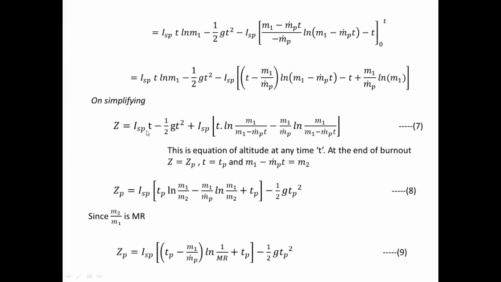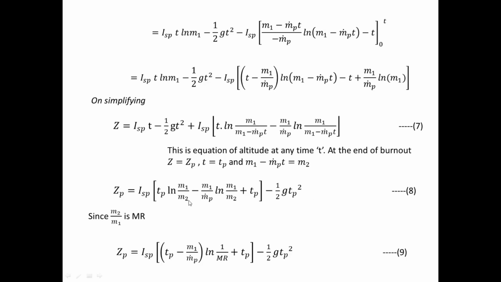So just combine the similar terms, you are going to get this value. So just substitute this difference as m2 and rearrange the terms, you will get the total Zp will be equal to ISP into Tp ln m1 by m2, minus m1 by m dot p ln Tp, minus half g t square.